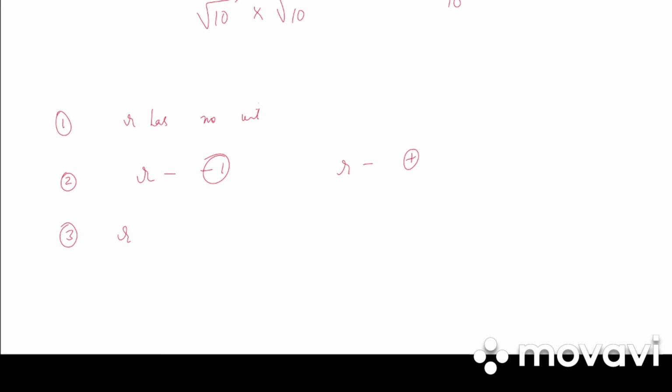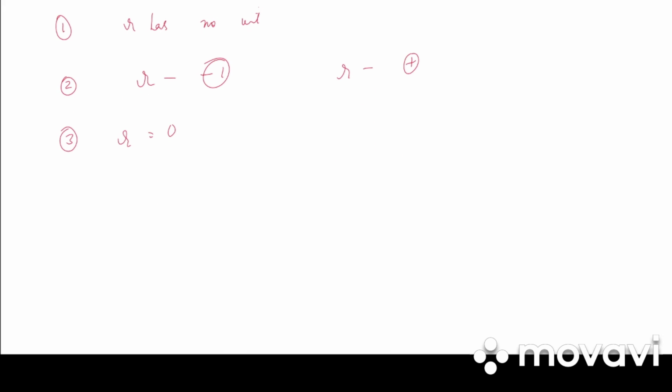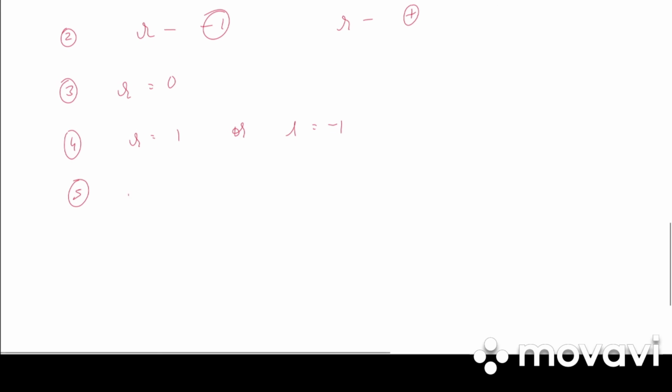Next, third one, if R is 0, the two variables are uncorrelated, which means there is no relationship between them. Next, fourth one, if R is 1 or minus 1, the correlation will be perfect. A high value of R will indicate a strong linear relationship. And last, the value of the correlation coefficient lies between minus 1 and plus 1, that is, minus 1 less than or equal to R less than or equal to plus 1.